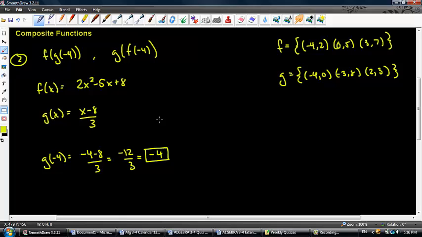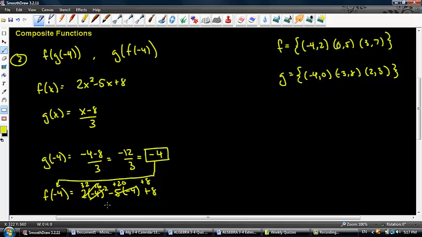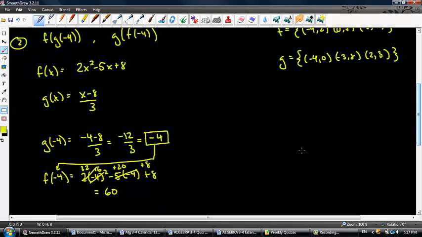Now I take -4 and I pump it into f of x. So I'm evaluating f of -4, because -4 here pumps into there. So I get 2 times (-4) squared minus 5 times -4 plus 8. Well, that's 32 and this is positive 20 and this is 8. So 32 plus 20 is 52 plus 8 is 60. And that's f of -4, but let's finalize it by writing out the problem they wanted us to find. f of g of -4 is equal to 60.